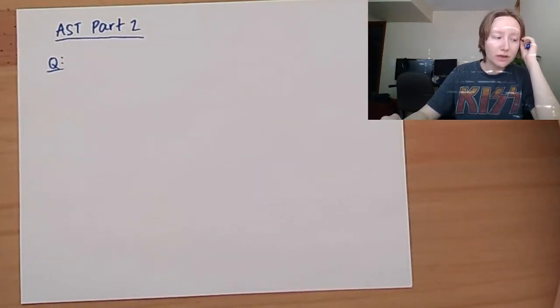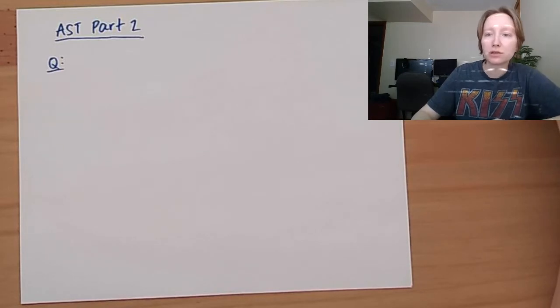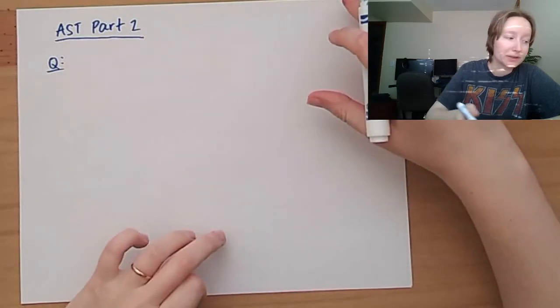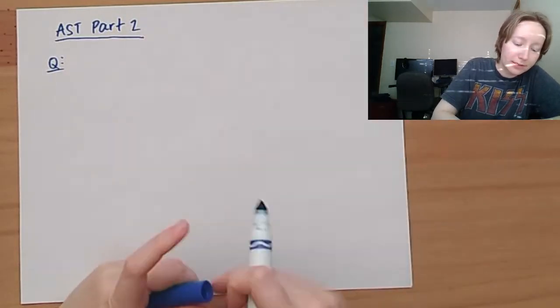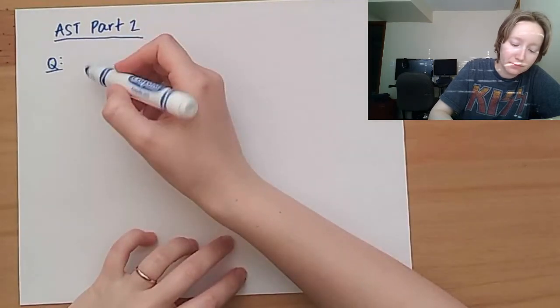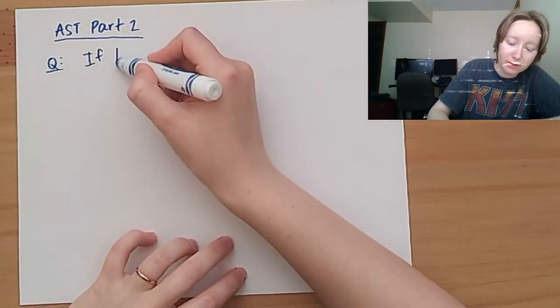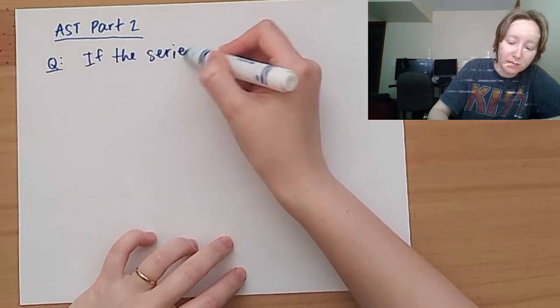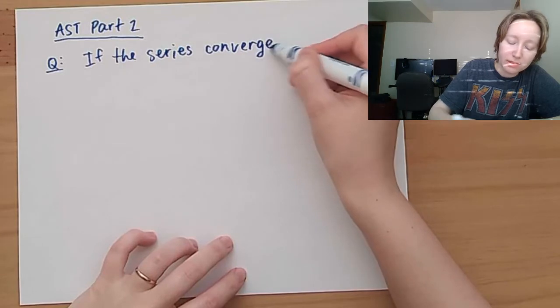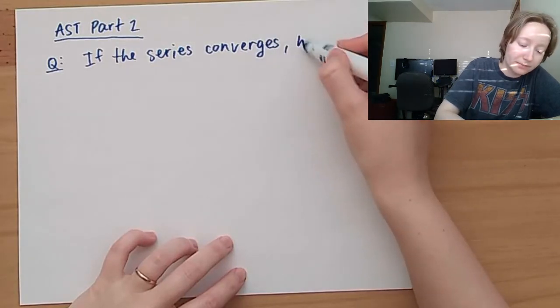Hey guys, so I wanted to finish talking about the alternating series test. So here is a question that we might end up asking. If the series converges, how do we estimate the value of the series?